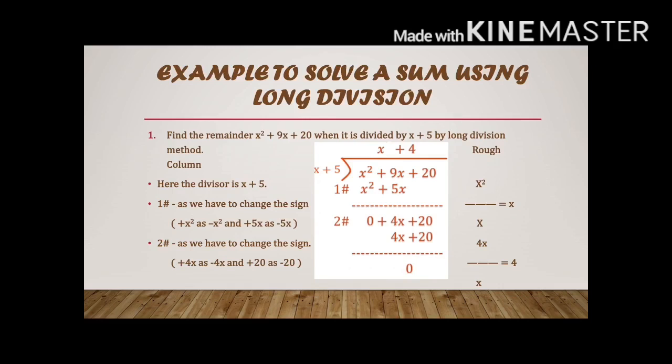Now the plus 4 in the quotient should be multiplied by both the terms of the divisor. So 4 into x is nothing but 4x, and 4 into plus 5 is equal to plus 20. And now here again we have to change the signs. So plus 4x becomes minus 4x, and plus 20 becomes minus 20. And so plus 4x minus 4x is equal to 0, and plus 20 minus 20 is equal to 0. For this sum also our quotient is x plus 4 and the remainder is 0.